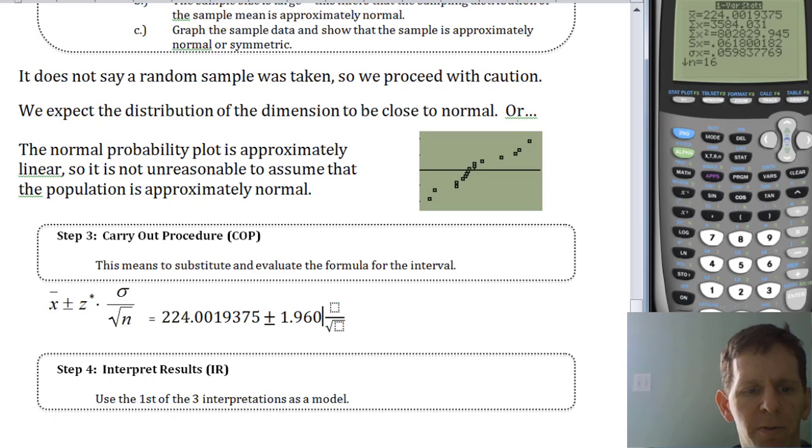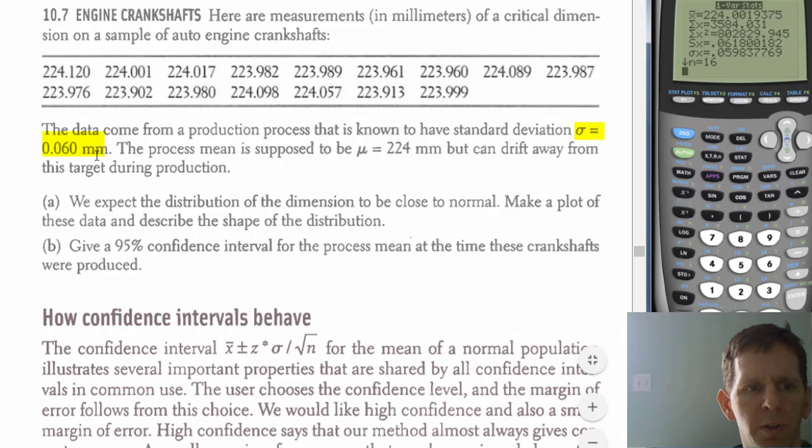For sigma in this problem, be careful. They do give you a value for sigma. Sigma in this problem was equal to 0.060. Do not use the value from the calculator, which a lot of times is close. Granted, here it's not that much different, but sometimes the calculator will give you something different. If they give you a sigma in the problem, use that. Never use the sigma value from your calculator. So we are going to use just flat out 0.060. Do not use 0.0598 here.